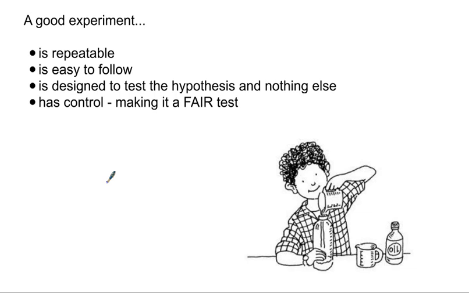A good experiment has to be designed to test the hypothesis and nothing else. So you should only be testing the relationship between those two variables. You shouldn't be testing the relationship between a whole bunch of different things. A good experiment has control, which makes it a fair test, which means that when you see an effect, it's actually going to be caused by the independent variable and nothing else. So it couldn't be caused by other factors that you just didn't think of.